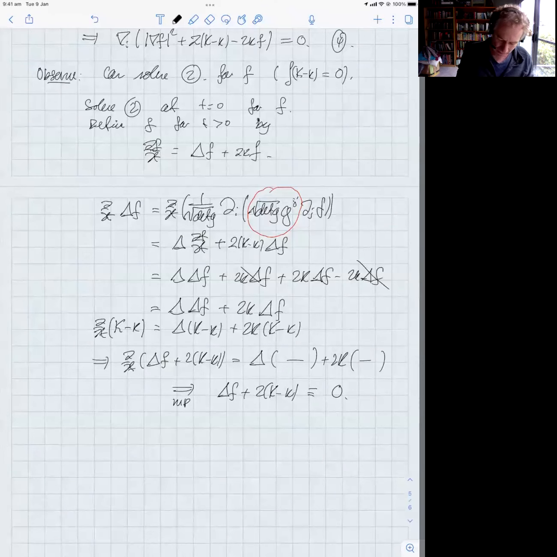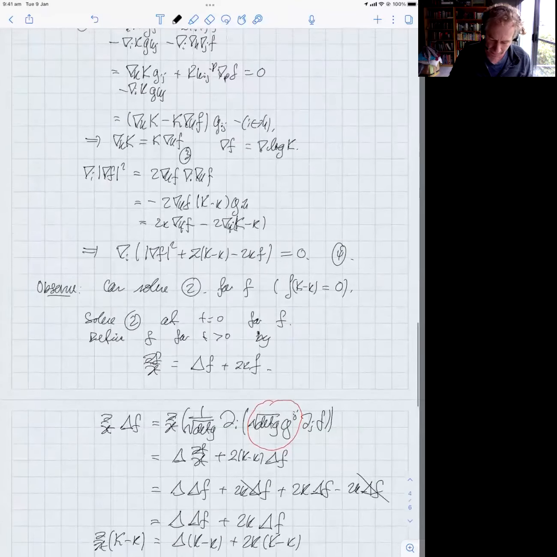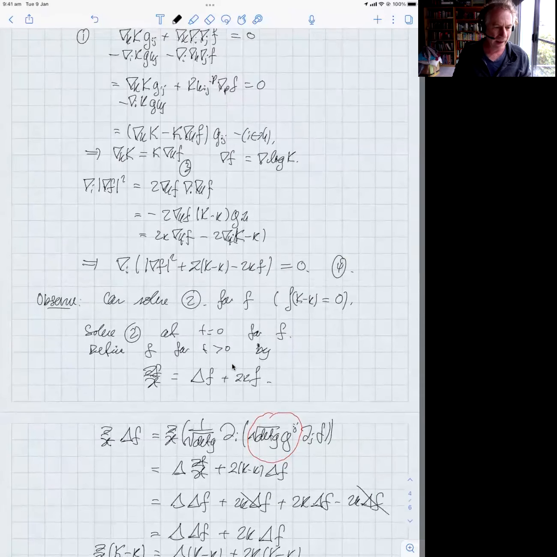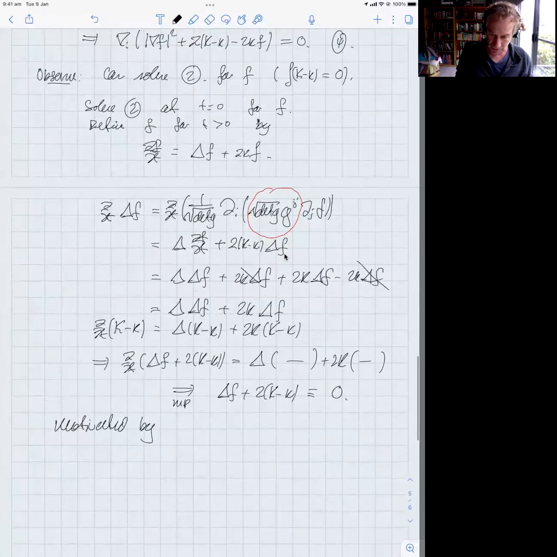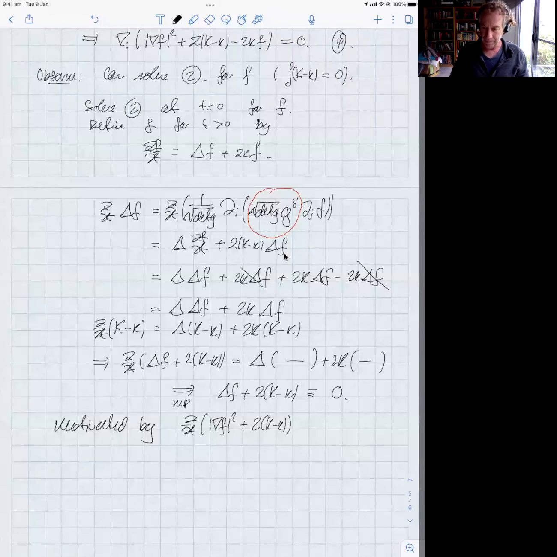So in particular, motivated by our soliton equations, in particular this last one, this equation 4, right? Motivated by that, let me compute, and this is following Hamilton here, d/dt of gradient f squared plus twice (k minus kappa). Okay, so what does that look like?